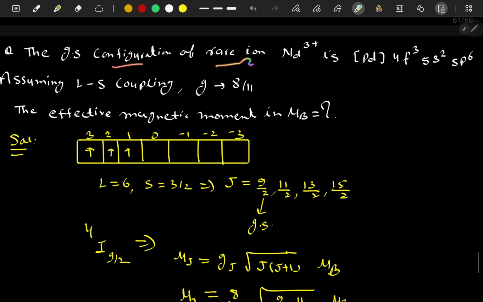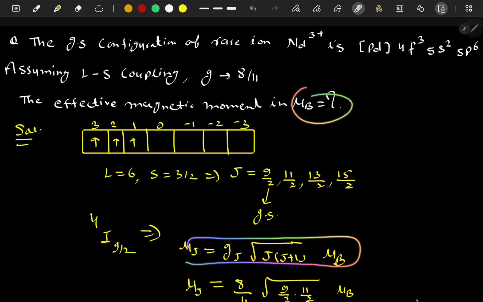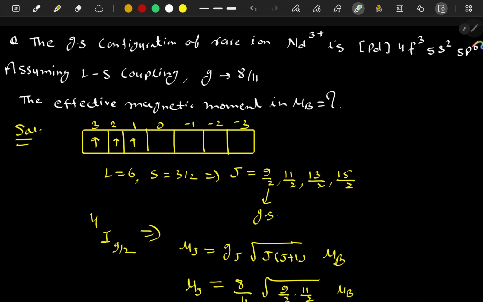Now the ground state configuration of the rare earth ion neodymium plus 3, assuming LS coupling, and g is given to us. We need the effective magnetic moment in mu B. We have to calculate the magnetic moment, the total mu J. What is the formula for mu J? It is gJ times square root of J(J plus 1) times mu B. We have to calculate gJ and J; mu B we have.